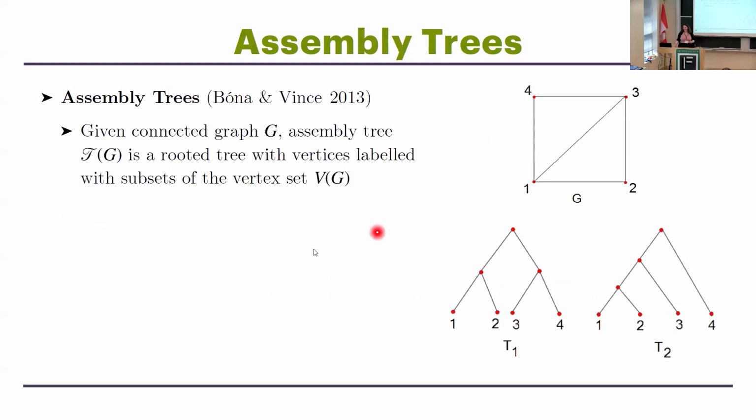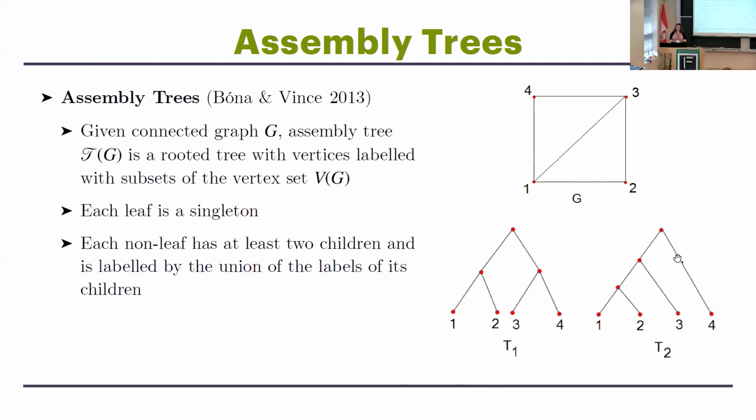So here I have a graph G. Here we have vertices 1, 2, 3, and 4. And how the labels of these trees work, so these are each assembly trees. T1 is an assembly tree, and T2 is another assembly tree. Each leaf is a singleton. So I have 1, 2, 3, 4, 1, 2, 3, 4. Each non-leaf has to have at least 2 children, and it's labeled by the union of the labels of its children. So for example, this point here is going to be 1, 2, and then this one here is going to be 3, 4. And then similarly here, this is 1, 2, this is 1, 2, 3. And finally, the root is labeled with the vertex set of G.